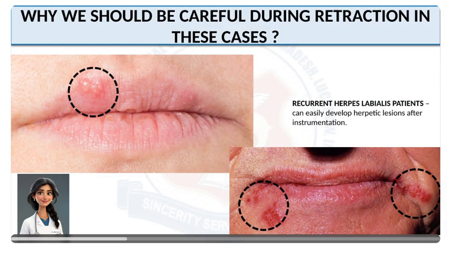Why should we be careful during retraction in these cases, which show clusters of fluid-filled vesicles on the lips? The answer is these are recurrent herpes labialis patients, who are prone to developing herpetic lesions post-instrumentation. Careful retraction is crucial to prevent triggering these lesions. Use gentle techniques and ensure minimal irritation to the lips and surrounding areas to maintain patient comfort and safety.